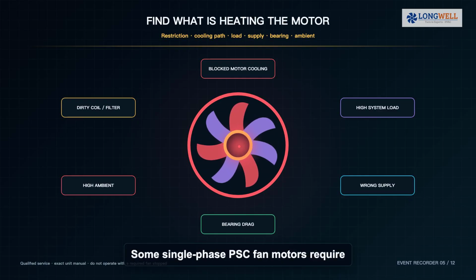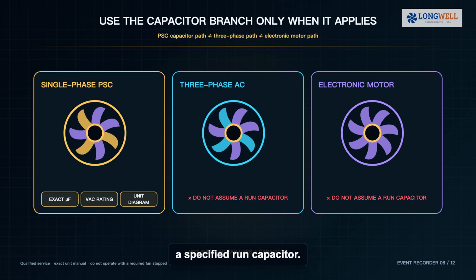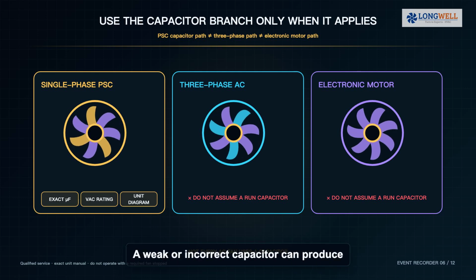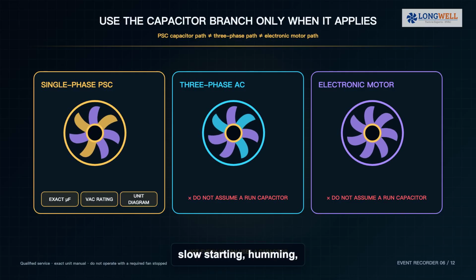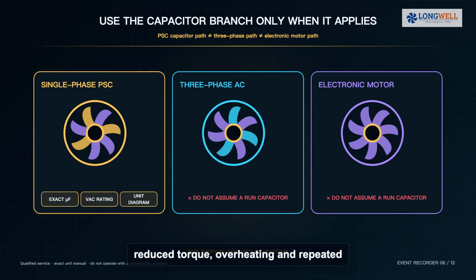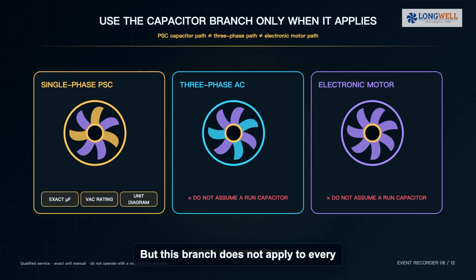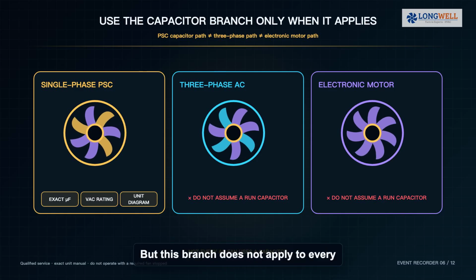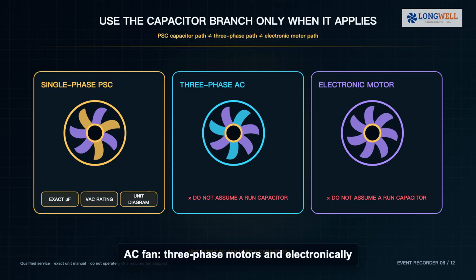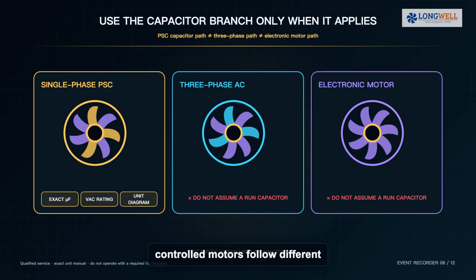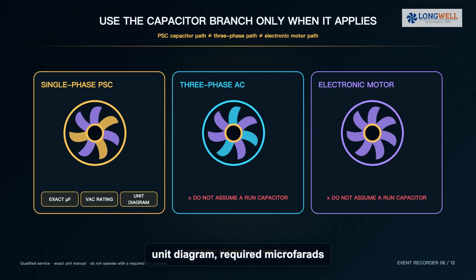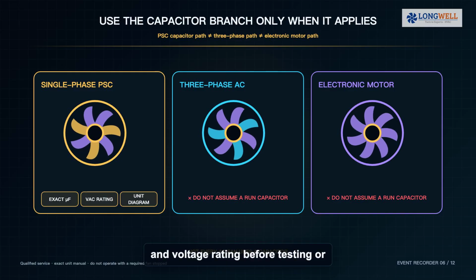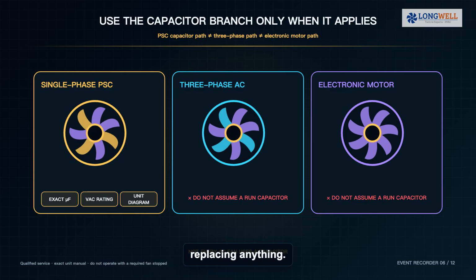Some single-phase PSC fan motors require a specified run capacitor. A weak or incorrect capacitor can produce slow starting, humming, reduced torque, overheating and repeated stops. But this branch does not apply to every AC fan. Three-phase motors and electronically controlled motors follow different architectures. Confirm the motor label, unit diagram, required microfarads and voltage rating before testing or replacing anything.